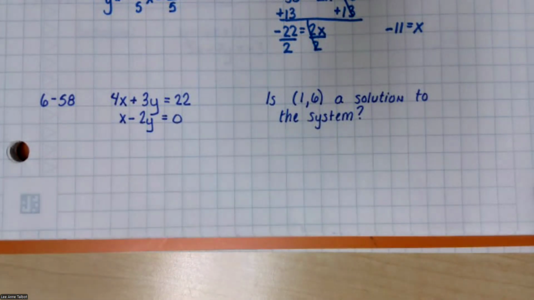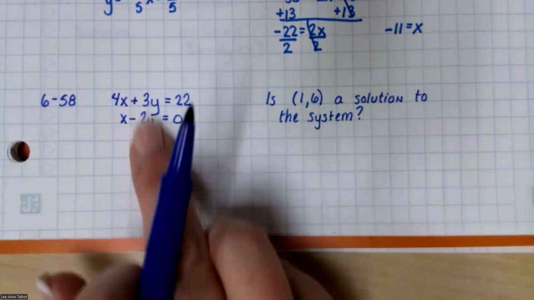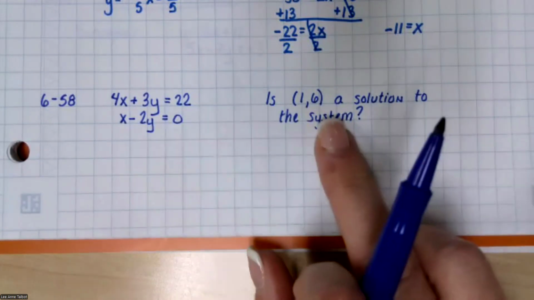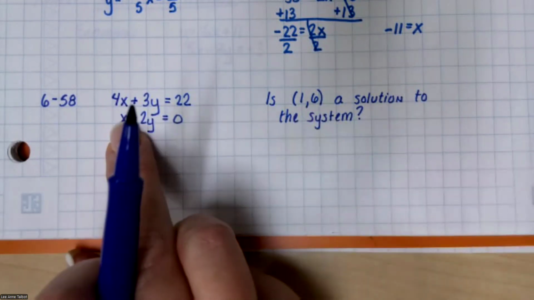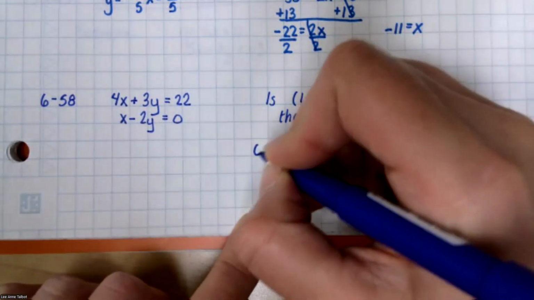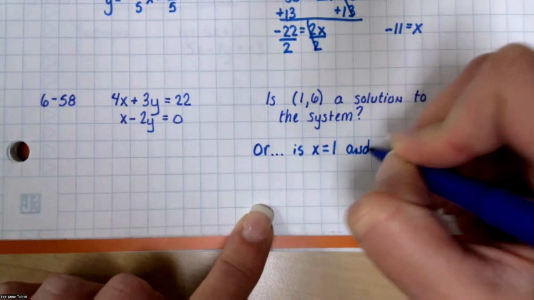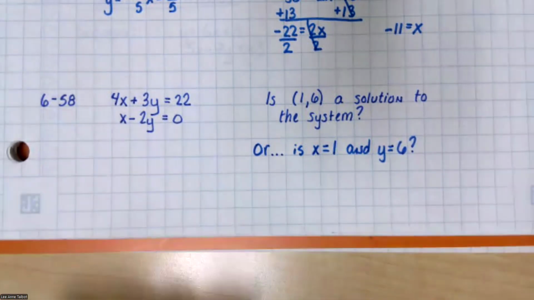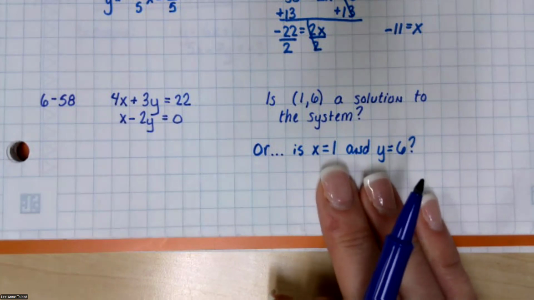Okay, so number 58 is really more of a vocab problem than a math problem. It's asking, is (1, 6) a solution to the system? This is called a system of equations. And this is saying, is this the point where those two lines cross each other? We don't want to graph them or anything. We're too lazy, right? So you could reword this question: is x equal to 1 and y equal to 6? This is how you could translate that question into making this a much simpler problem.